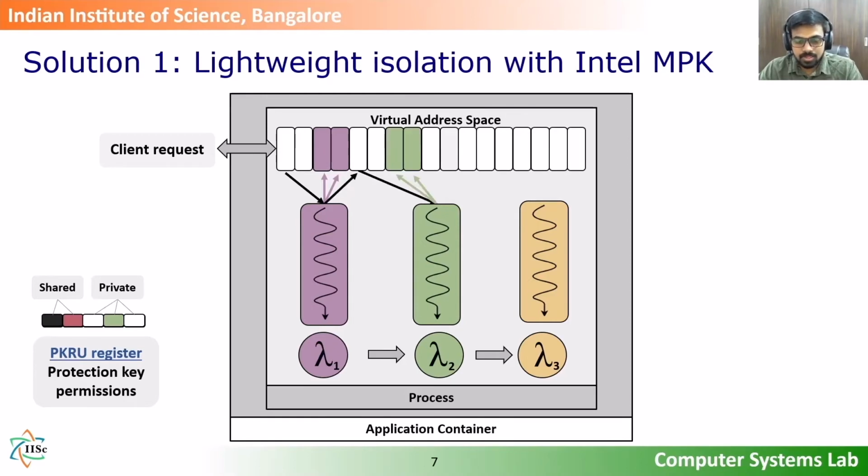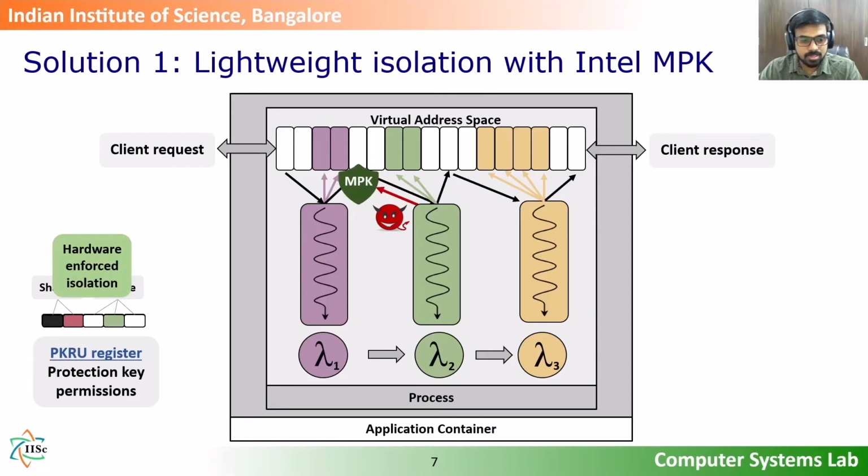The same strategy is followed when the workflow transitions from lambda 2 to lambda 3. The output of lambda 3 is written to a shared page and can be sent as a response to the client. Now consider the case when lambda 2 is malicious. When lambda 2 was executing, the value of the PKRU register was such that the thread cannot access lambda 1's private data. Any attempt made to read or write from the malicious thread is denied by the page protections guaranteed by MPK. Hence, our goal of low function interaction latency is achieved via hardware enforced isolation.